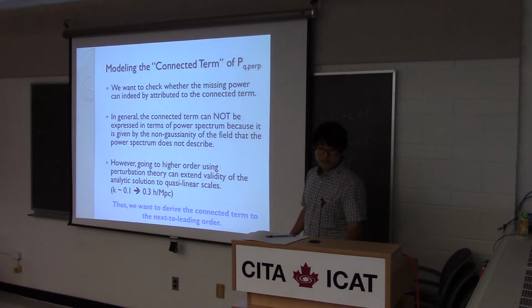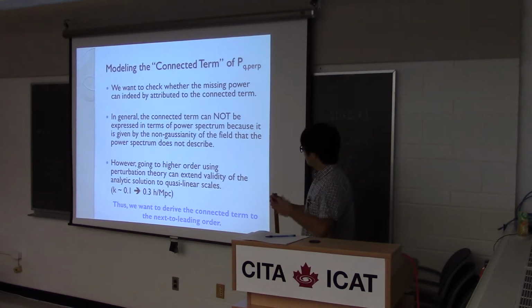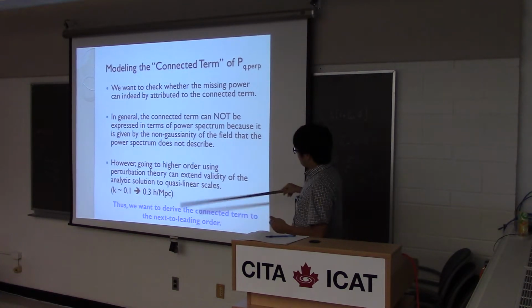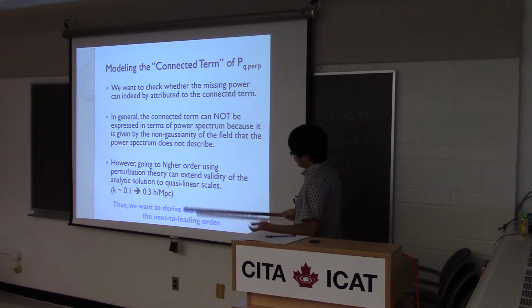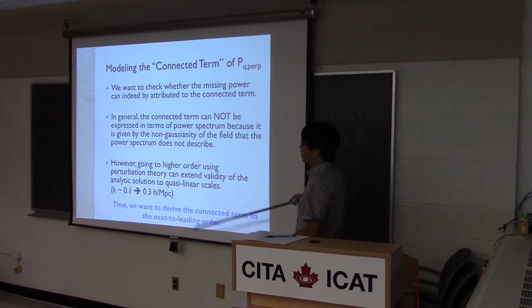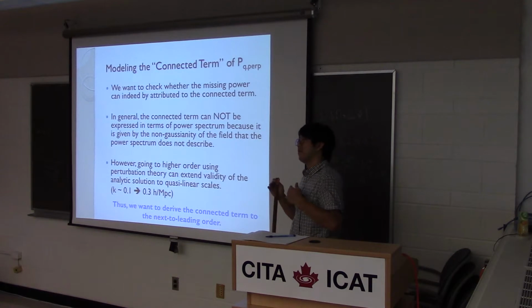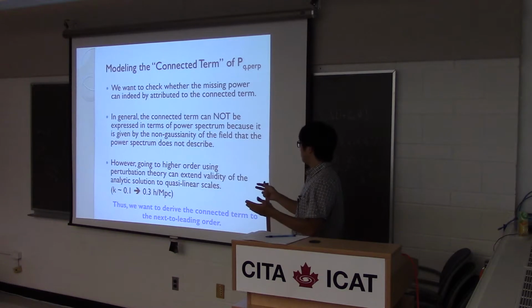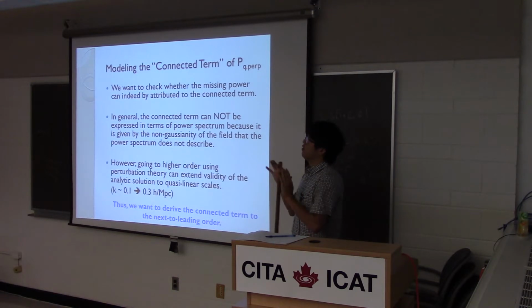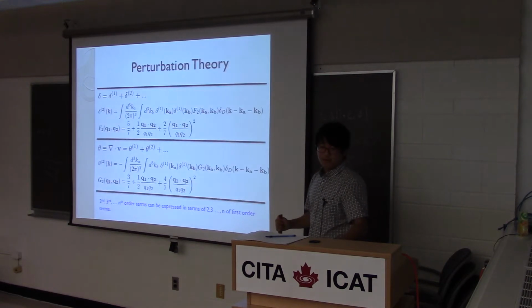It was a little bit tricky because the non-Gaussianity cannot be expressed in terms of the two-point correlation function or power spectrum. But we could do that up to some scale using perturbation theory, which we expect to work up to quasi-linear scales. Using perturbation theory, we can express the nonlinear contribution in terms of linear terms, and the linear terms are Gaussian, so we can hope to derive the connected term out of these perturbation theory expanded terms.